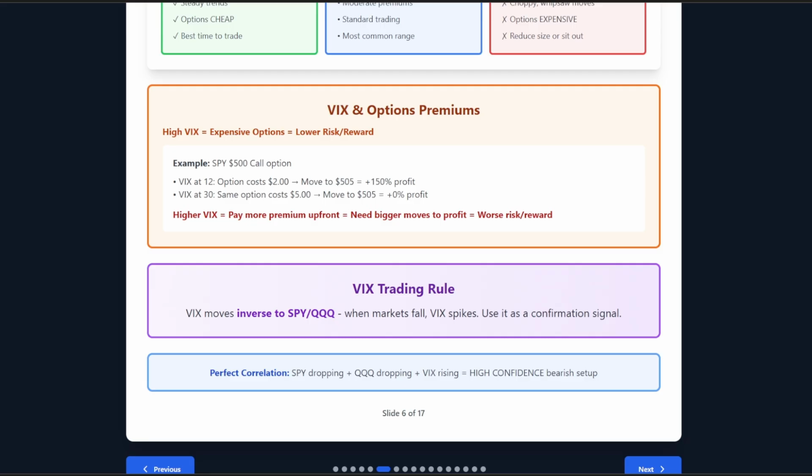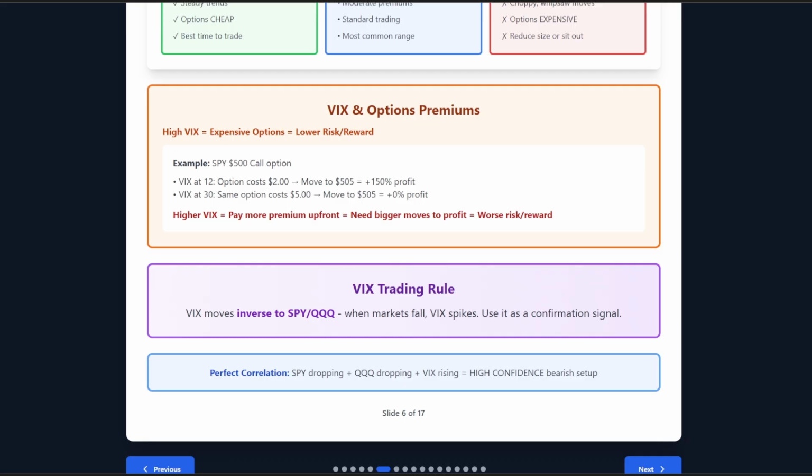Let's say VIX is at 12, you buy the option at $200, it moves to 505, you sell the contract at $5, you make 150%. If VIX is at 30 and you're buying the 500 call and then it moves 5 points, it's not going to be 0% profit. But let's say it moves $5 in the money, the contract might go from $500 maybe to $700. But realistically, that's only a 45% gain. And on a $3 to $5 move, usually SPY gives you 200-300%.